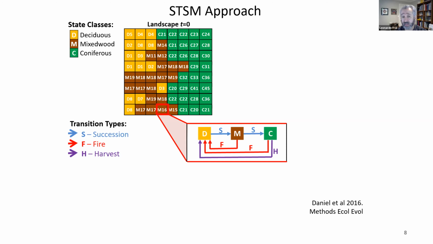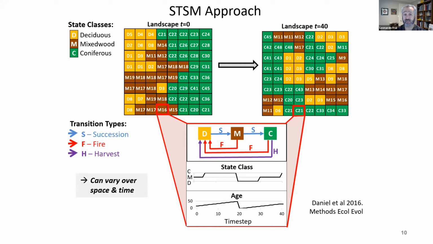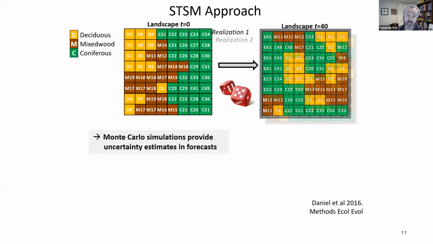But if I then assign rates to the different transitions and describe how often they occur over time, then I have what I call a state and transition simulation model, and I can take a particular location and run a projection for what might happen to that location over time, both in terms of its state class and in this case as well, its age. And if I scale that up to my whole landscape, then I can take my starting landscape and make some kind of a projection over time for the entire landscape as well. So this is again what we call a state and transition simulation model.